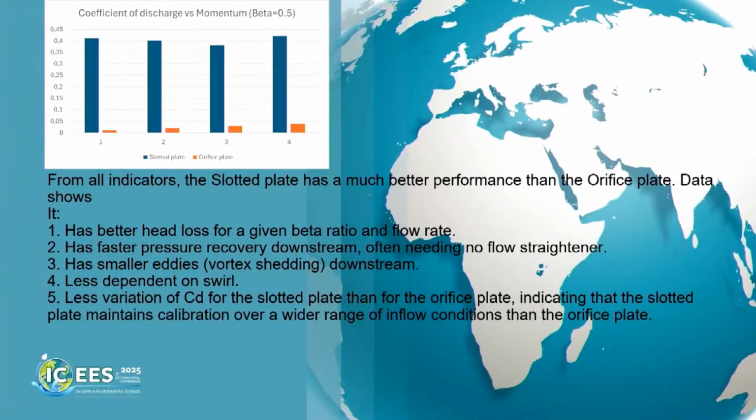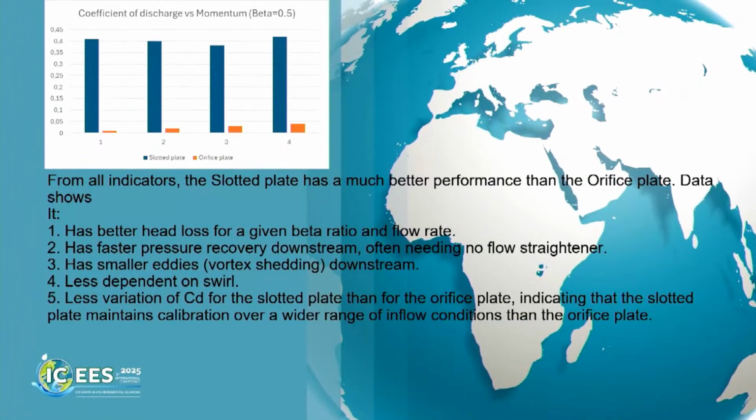From all indicators, the slotted plate has much better performance than the orifice plate data showed. It has better head loss for a given beta ratio and flow rate, faster pressure recovery downstream, often needing no flow straightener, which is another device that becomes important when you're using an orifice plate. We observe that the performance of the slotted plates is much improved compared to the orifice plate.